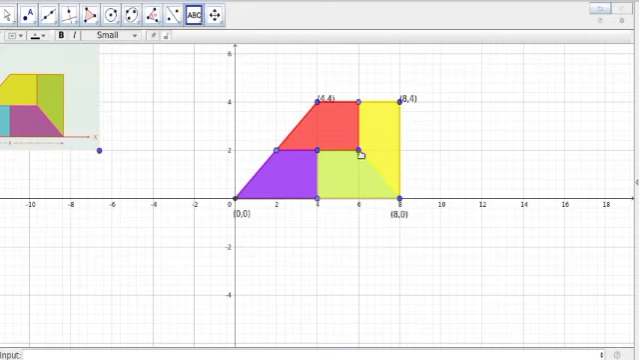And this point is 6 from the x-axis and 2 from the y-axis. So this point is 6, 2. Okay, now we need this coordinate. That coordinate is 6 from the x-axis and from the y-axis it is 4. So the coordinates of this point is 6, 4. Okay, so we get all the coordinates of the points.